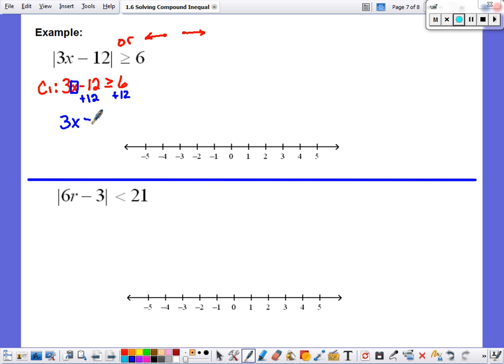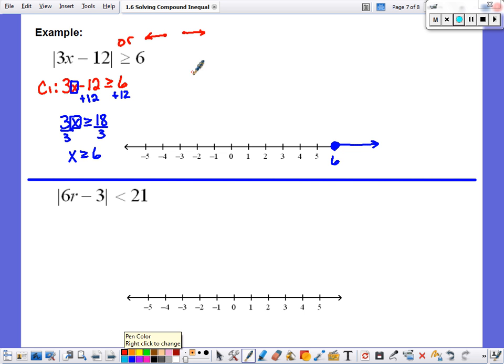So we have 3x is greater than or equal to 18, and then we want to divide by 3 to get x by itself. Again, we undo that, and then we get this statement, x is greater than or equal to 6. Now, remember, it's an or statement, so I'm going to go over here. I don't even have a 6 up here, so I better put a 6. And then I've got to close it in, and it's greater than or equal to 6. Then we move on to do the second one.